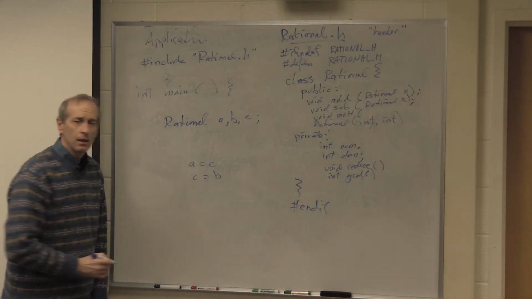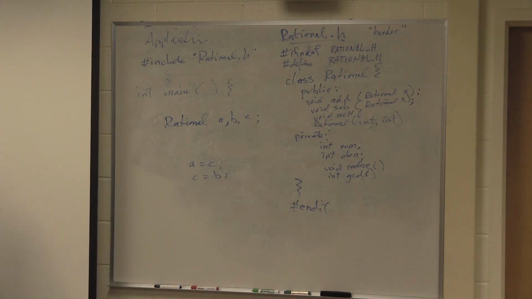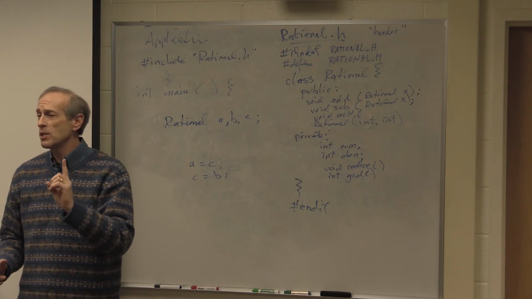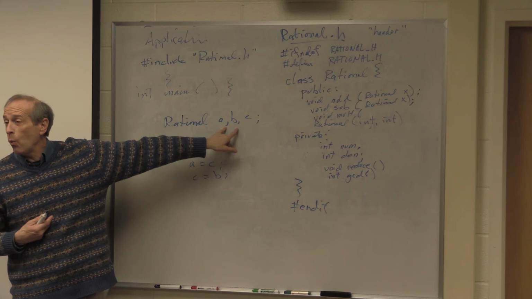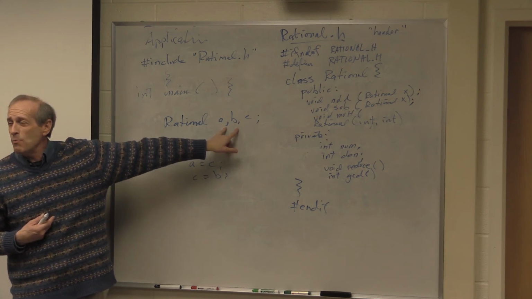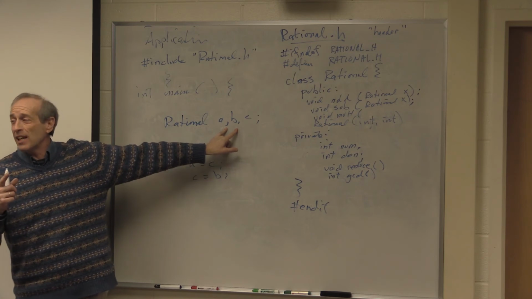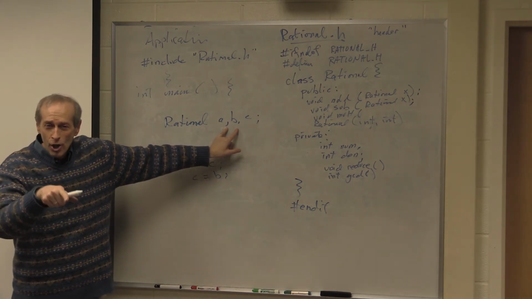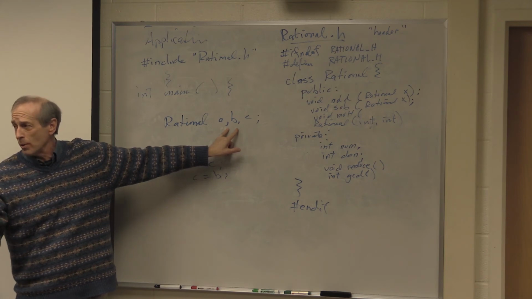C equals B. Right? The assignment is legitimate, but I need to tell you it's different than Java. This is a subtle difference. Notice here what's missing. I really didn't instantiate 3 objects. I declared 3 objects. I didn't declare a pointer to these objects. I declared 3 rational numbers.